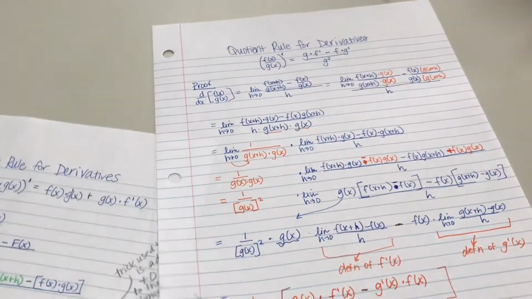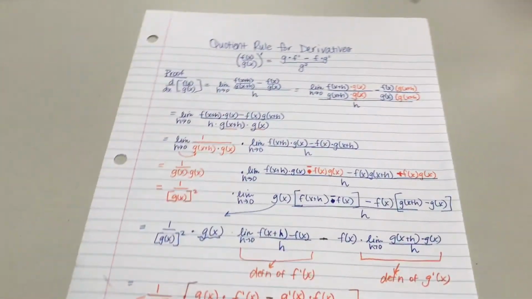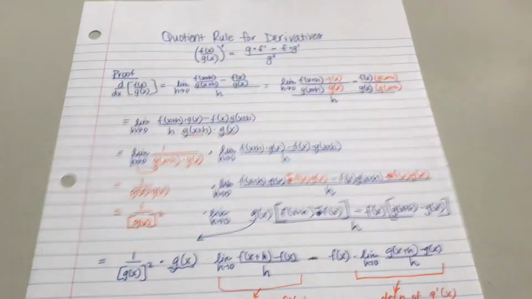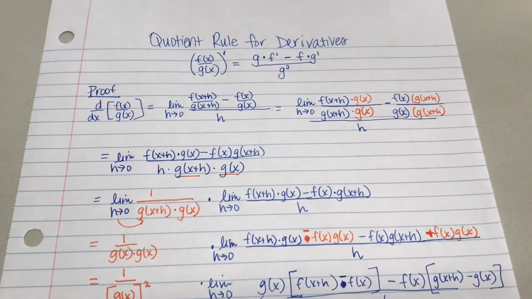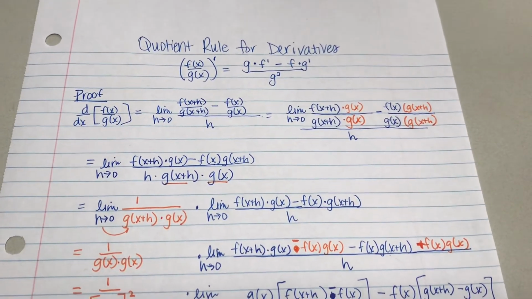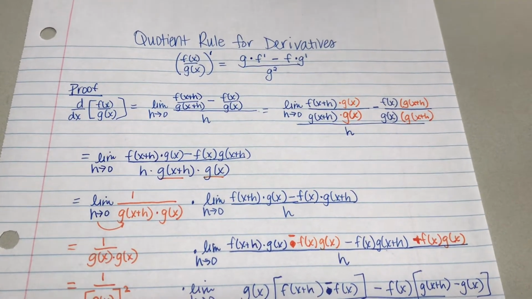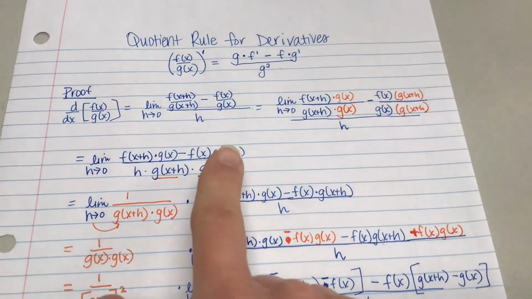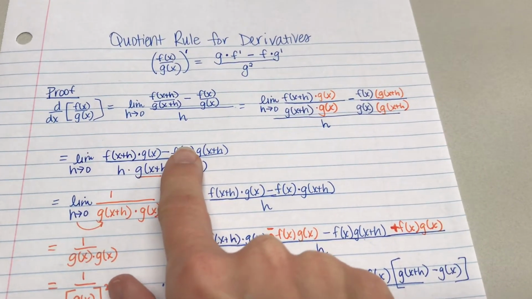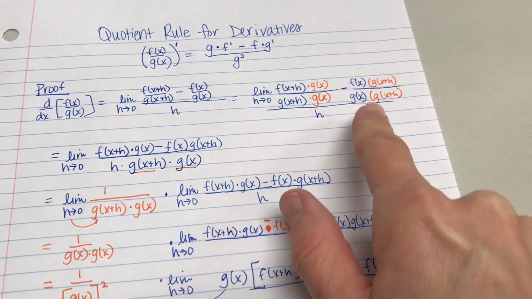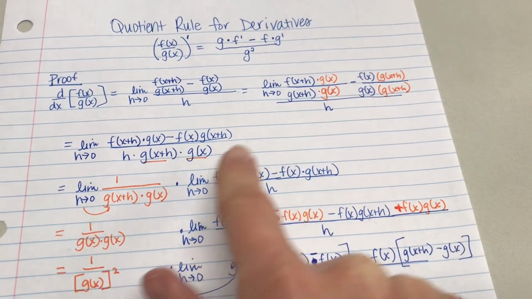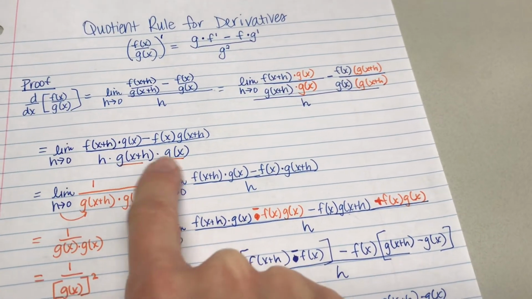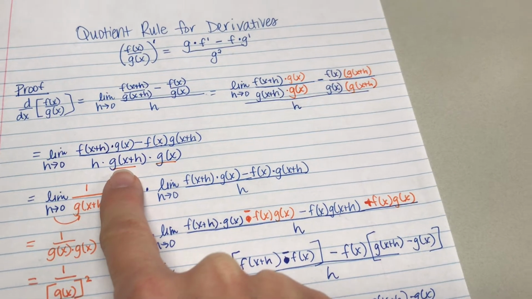Same idea for the quotient rule, and this is in your book. Again, you're welcome to write this down, but I just think it's an interesting proof, and I want you guys to be familiar with proofs. So again, we use this proof by using the definition of a limit, and then here I got common denominators. That's why I chose to multiply by those. So now we can write this as one big fraction.